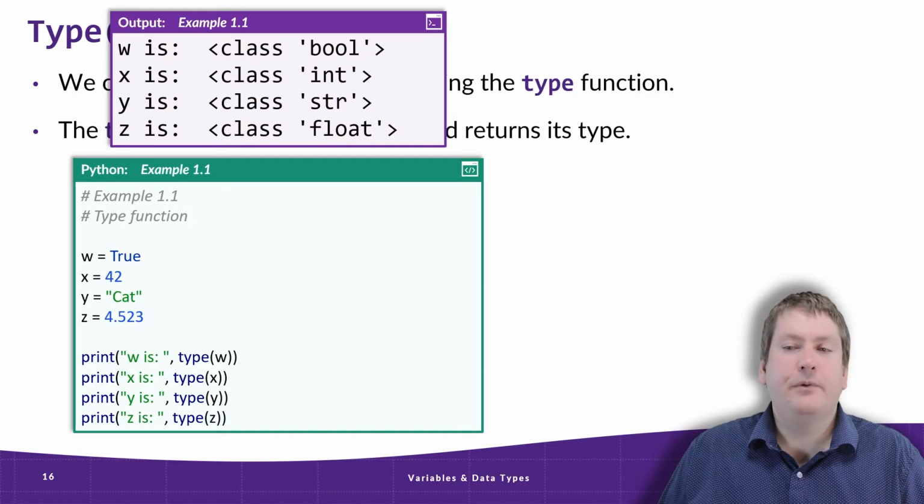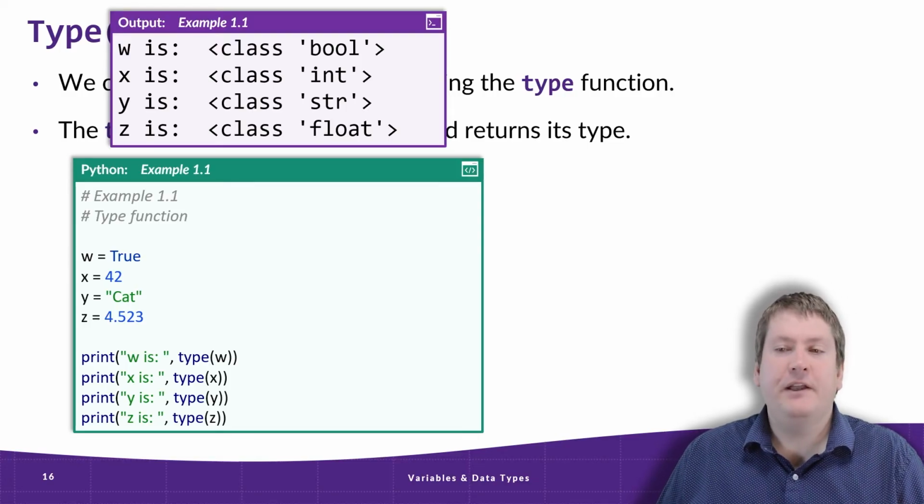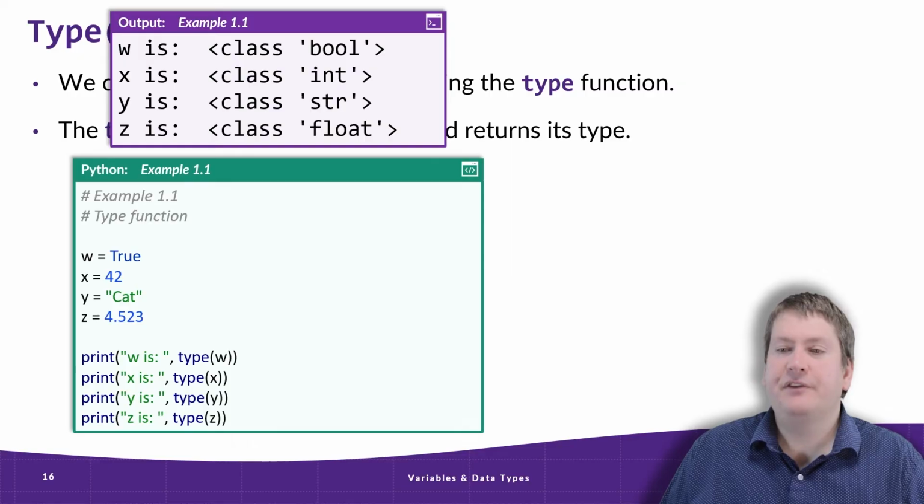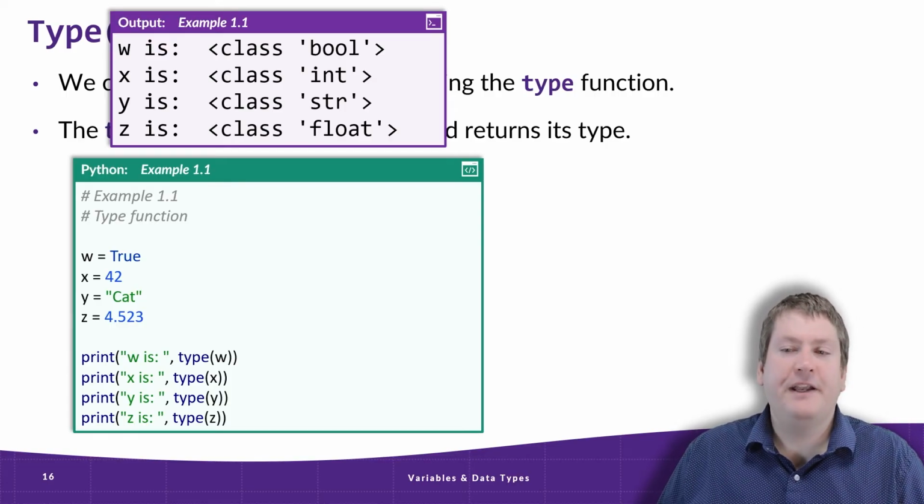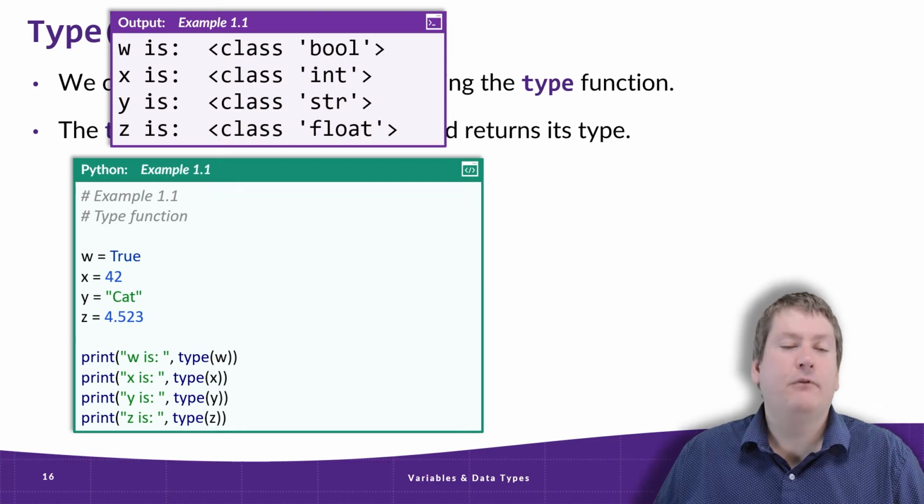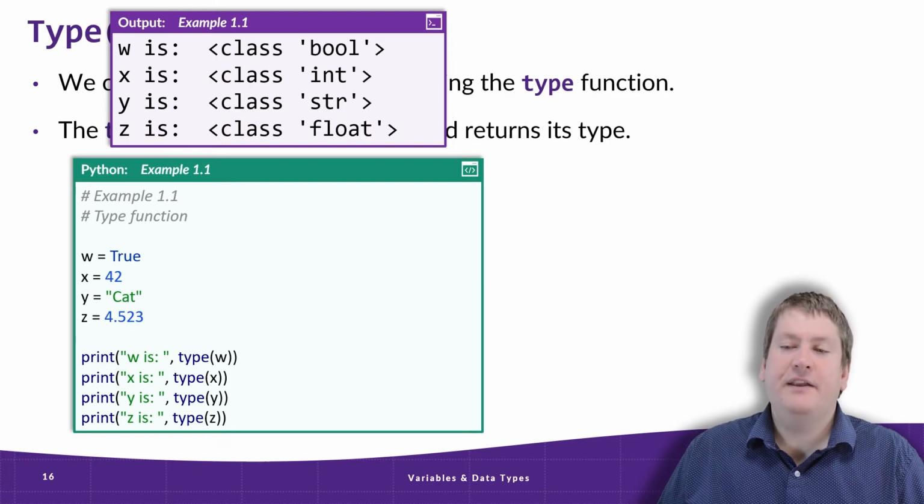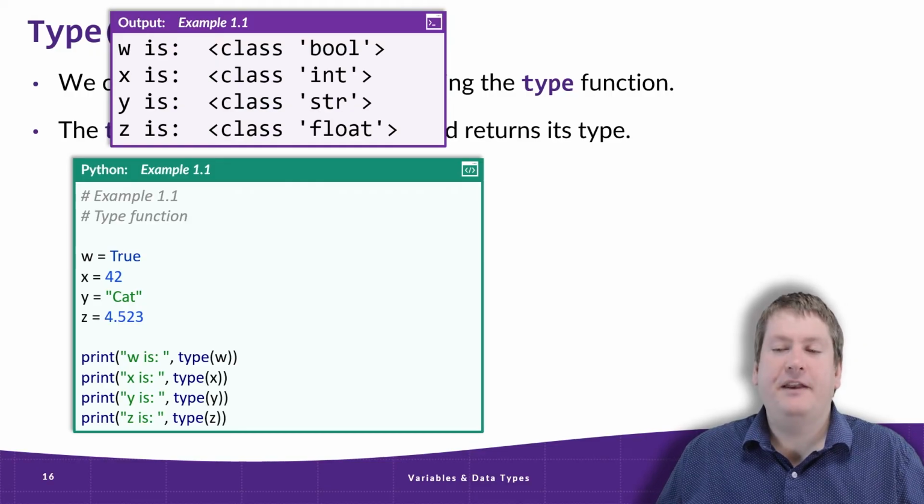We start with w equal to True, that would be a Boolean value. We have x equals 42, that's a whole number, so it would be an integer. We have y equals "cat", you can see it's surrounded by double quotes, that means it's a string. And we have z equals 4.523. That has decimal points, so that means it's a real number and a floating point data type. After that, we have 4 print lines. These print lines each start with the variable name, like w is, x is, y is, z is. That's just text that's going to be output to the user.